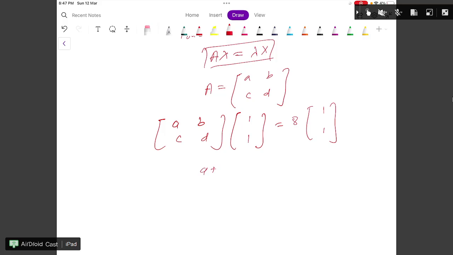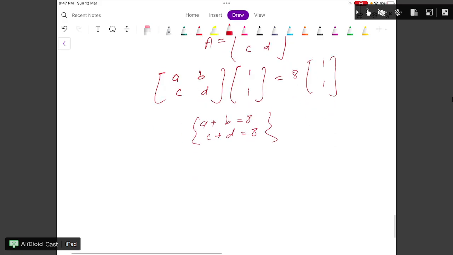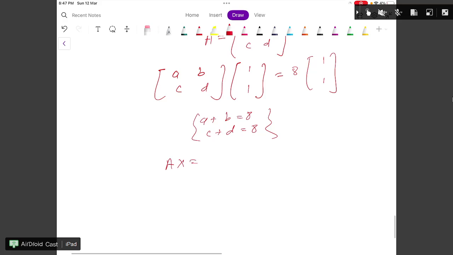You will get the equations a plus d is equal to 8 and c plus d is equal to 8. You will get these two equations. Now again you put Ax is equal to lambda x for the other lambda value and the other eigenvector.